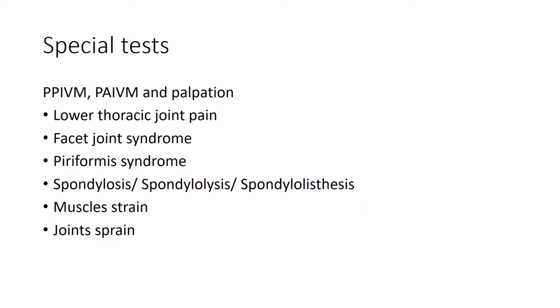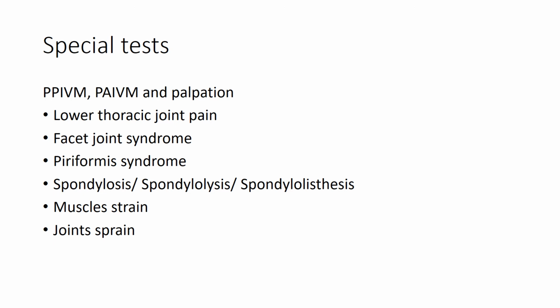Once you have the ideas from the subjective and objective examination and look at the special features, you still need special tests to confirm the physical diagnosis. Special tests are not necessarily named tests. Any test that can help you confirm the diagnosis counts. For the spine, it can be as simple as passive physiological intervertebral movement or passive accessory intervertebral movement. Those are very common and routine.